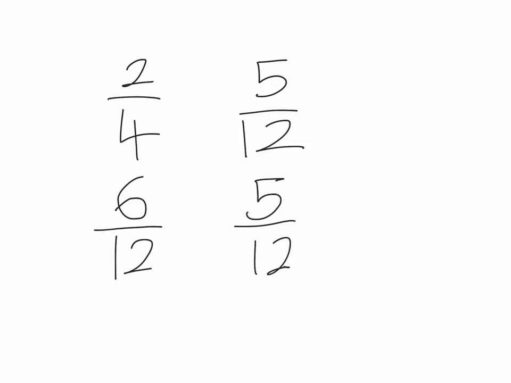Now I can see that 6 twelfths is greater than 5 twelfths, therefore 2 quarters is greater than 5 twelfths as well. So that's how to compare fractions using common denominators. And I'll just write that down for you. Common denominators.